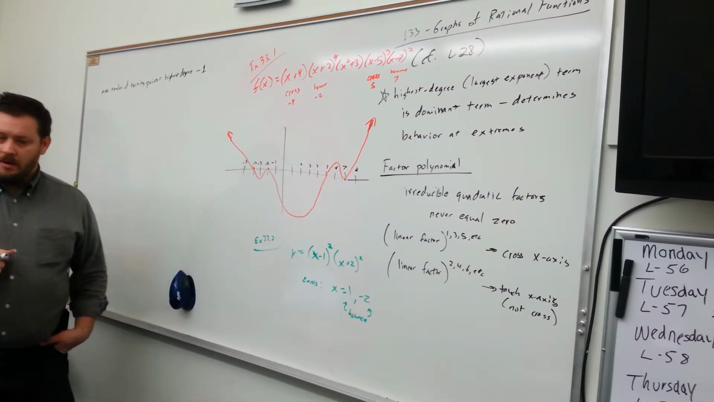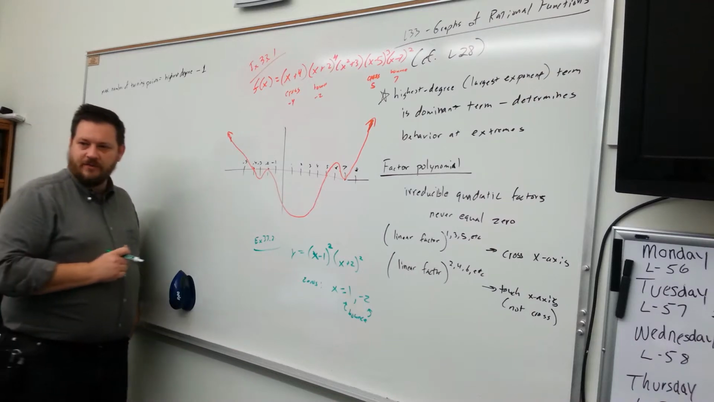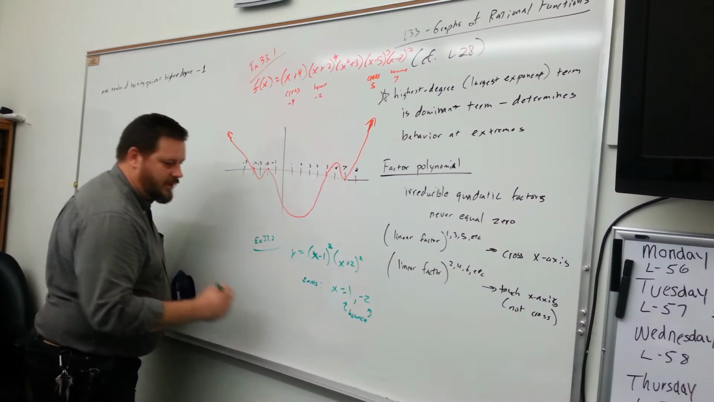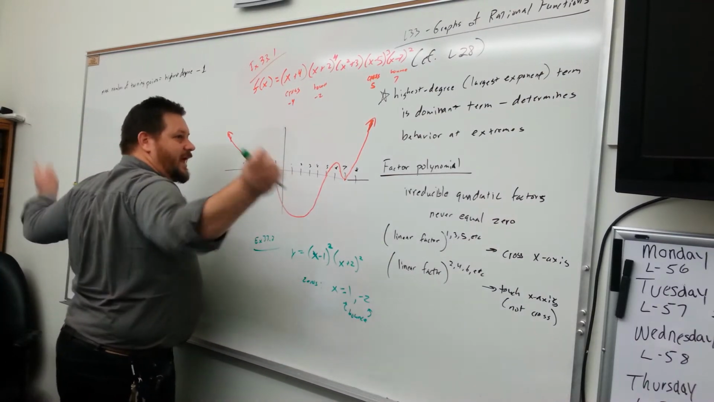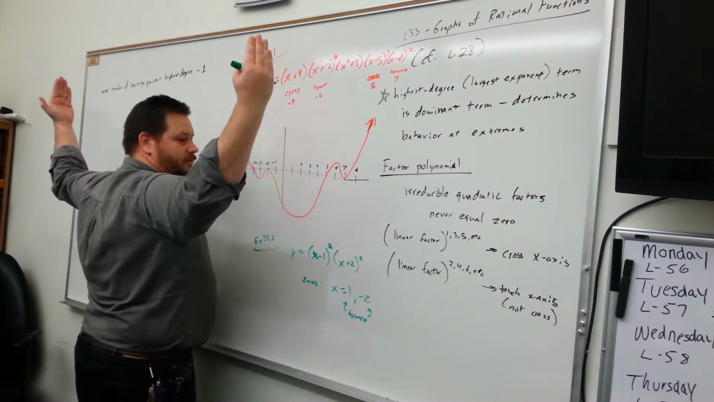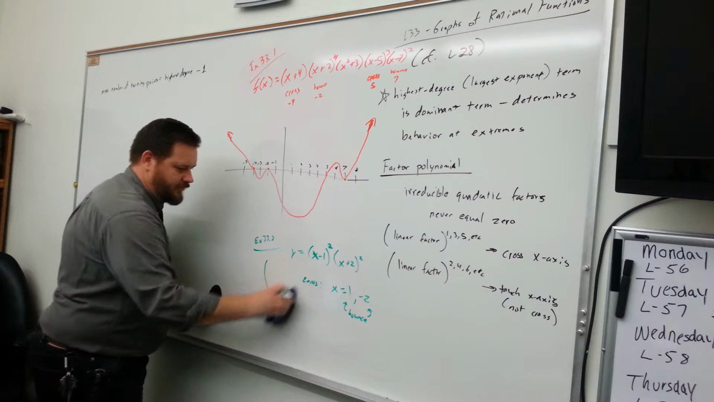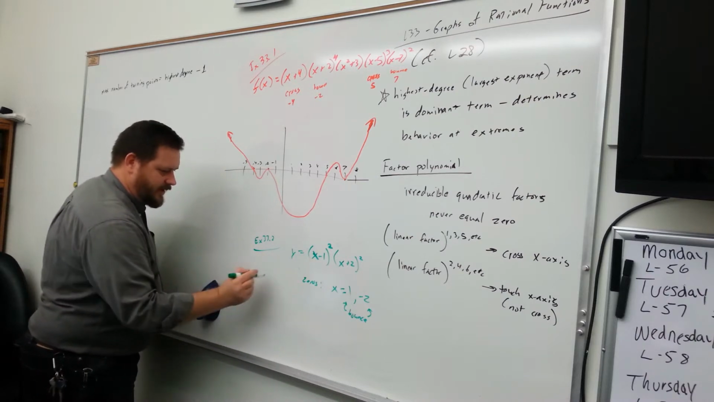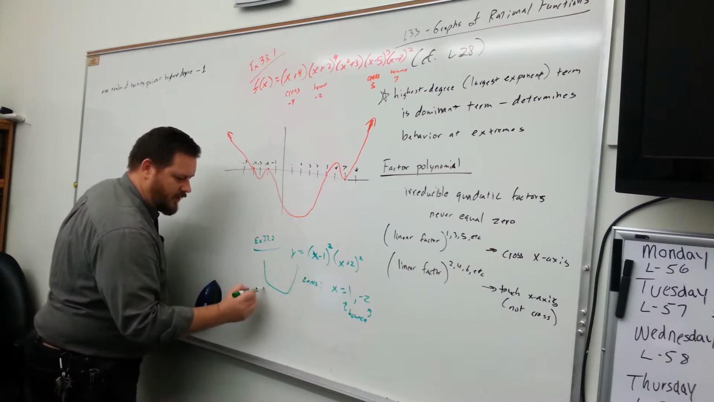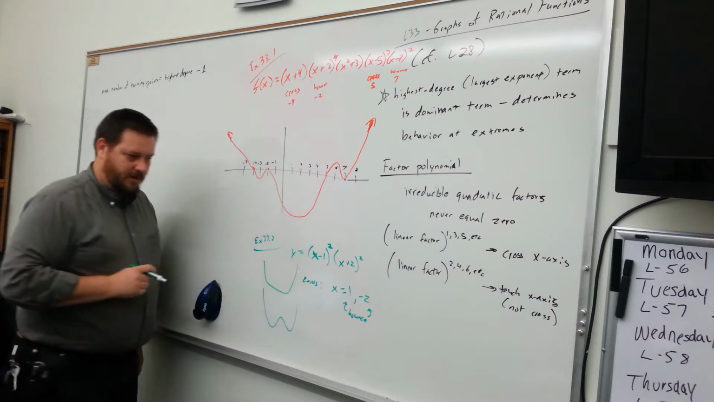And then the other question is, what's the dominant term in this? It would be x to the 4th. Positive or negative? Positive. So we know that at both extremes, it's going to go up. It usually kind of flattens out like this, or it might have some stuff like this in the middle.